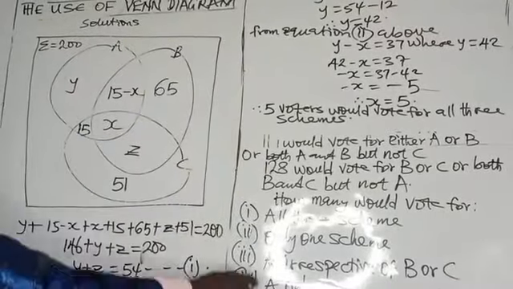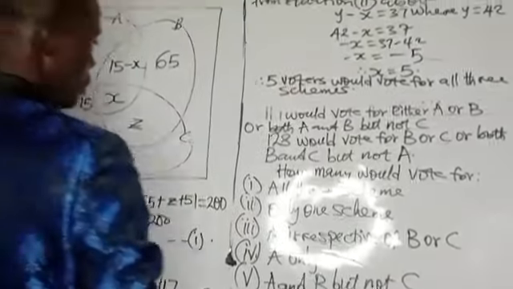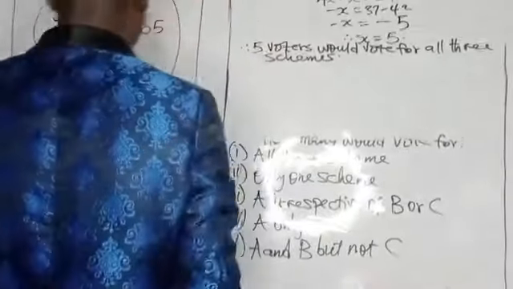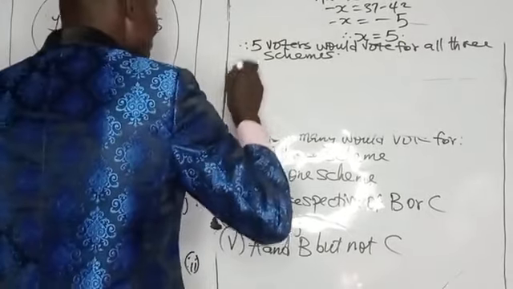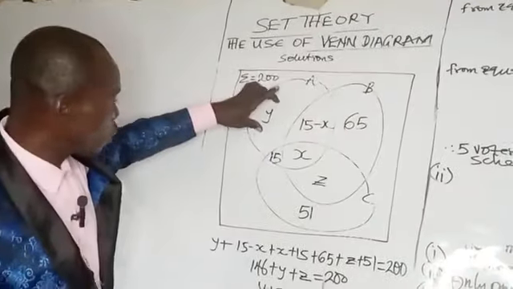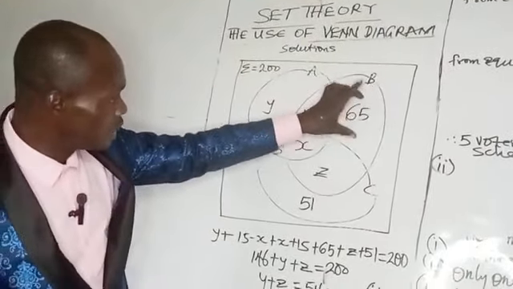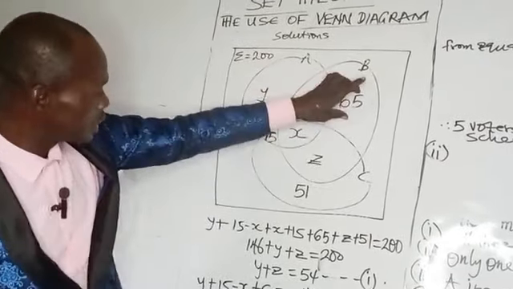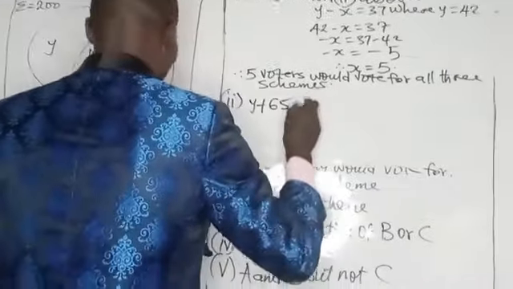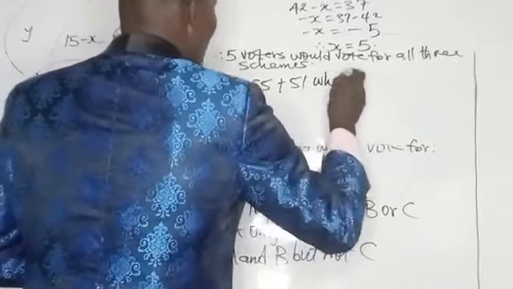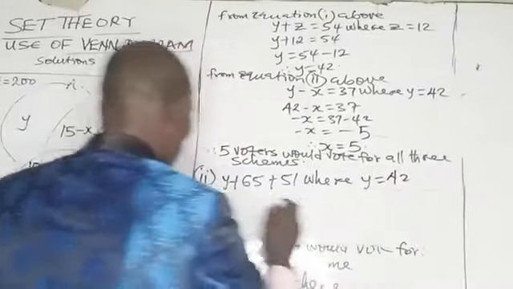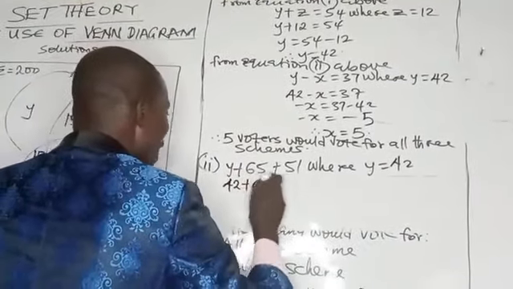Then 2, only one scheme. To go by the requirements 2, you are to ascertain the number of voters that will vote for only one scheme. Only one. This involves A only, which is Y. This involves B only, 65, then C only, 51. Y plus 65 plus 51. Where Y is what? Y is 42 as determined earlier. So we have 42 plus 65 plus 51.